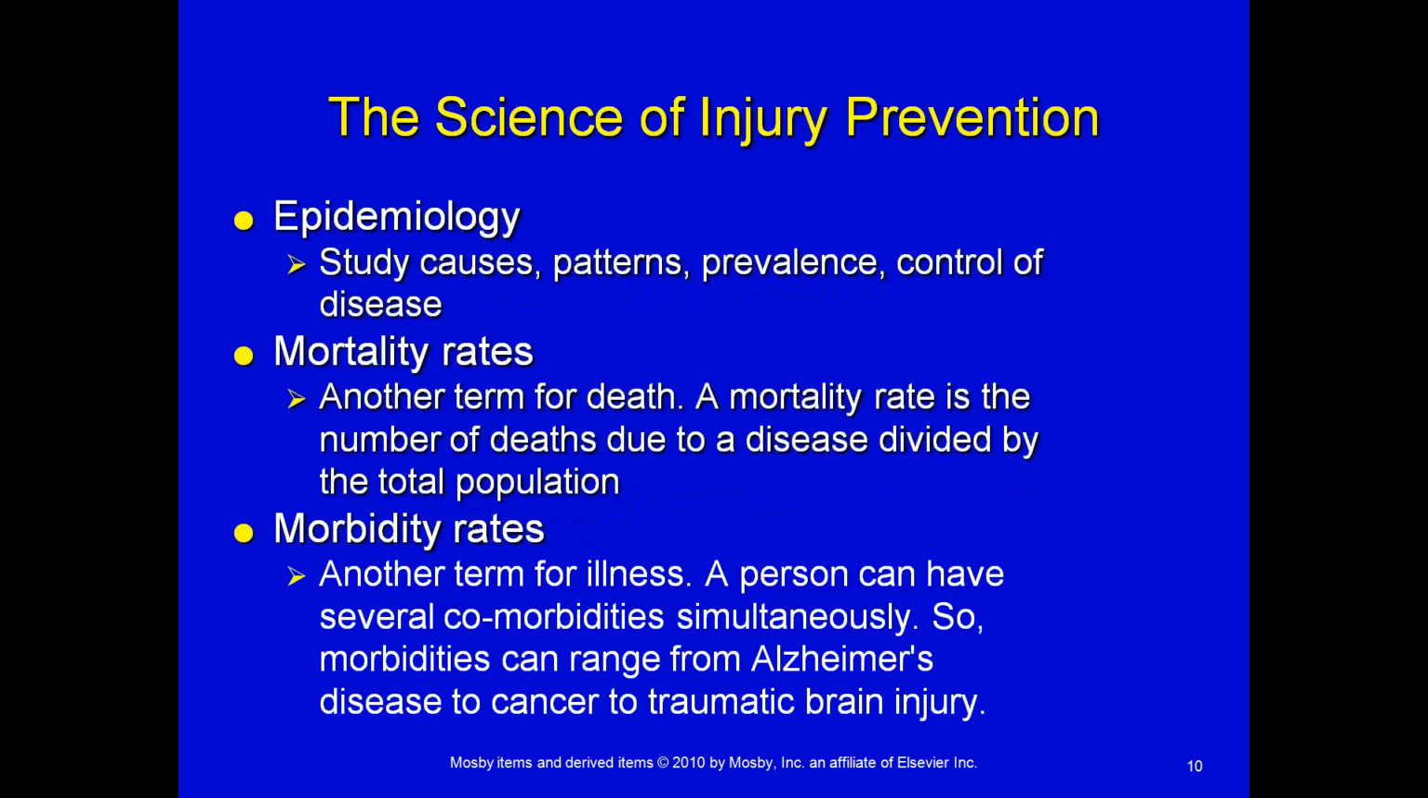Morbidity rates is just another term for illness, and a person can have several comorbidities simultaneously. So morbidities can range from Alzheimer's disease to cancer to traumatic brain injury to heart disease, diabetes. There are people that certainly might have COPD, a heart attack, hypertension, diabetes, and those are all considered comorbidities that increase their risk of dying should they suffer an insult.